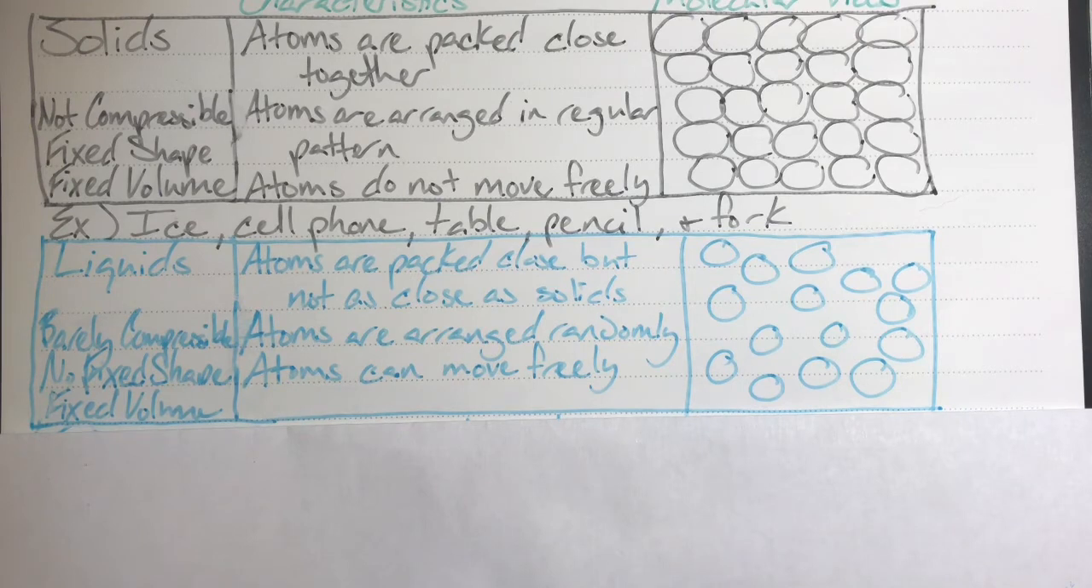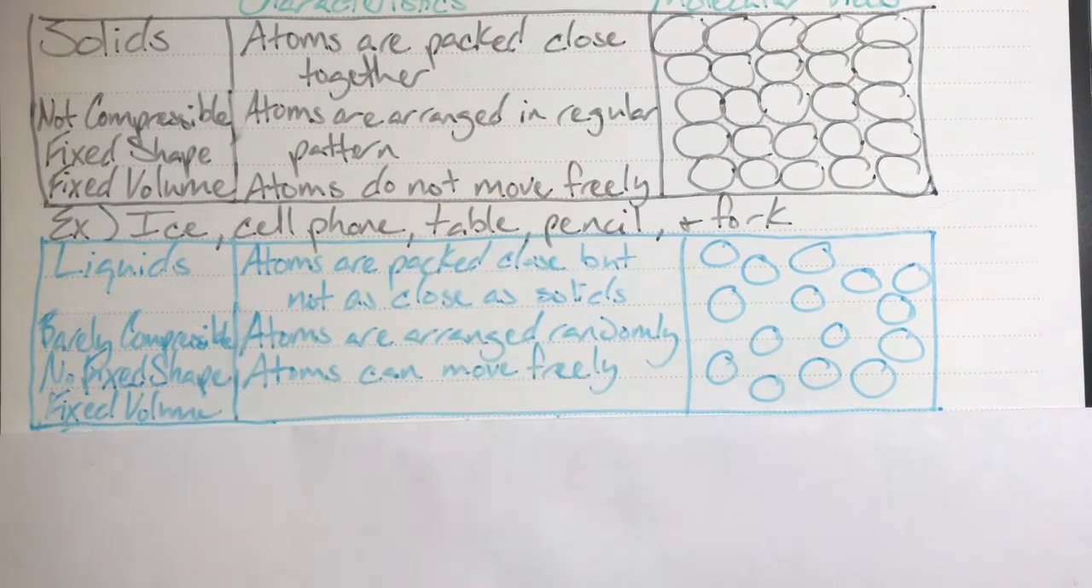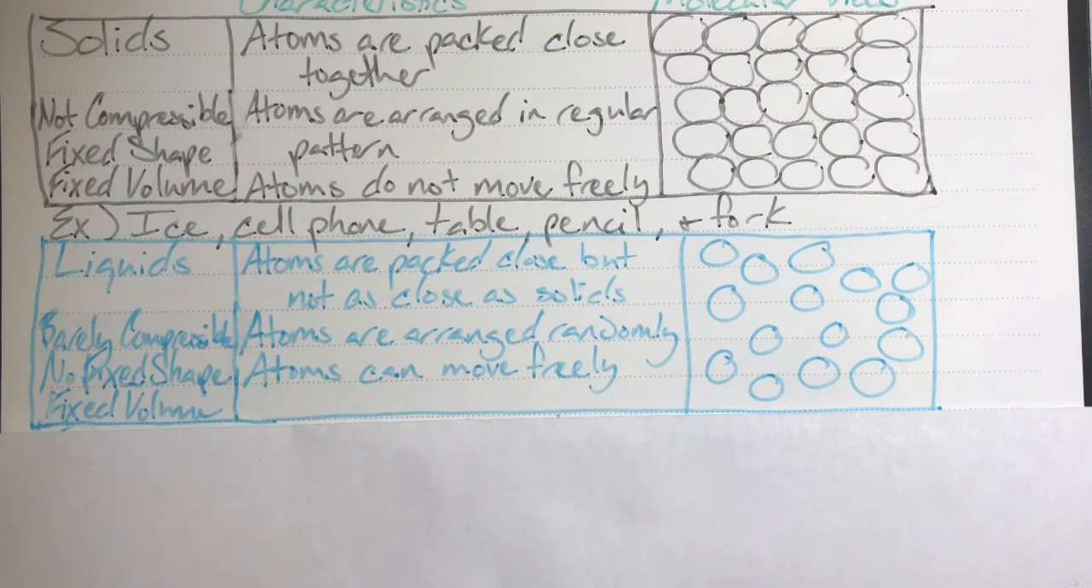They do not have a fixed shape, which is why you can pour milk from a jug into a cup and it does not come out jug-shaped. It will instead turn into the shape of the cup, or if you spill that cup, it will not come out cup-shaped. It will change into a puddle shape.